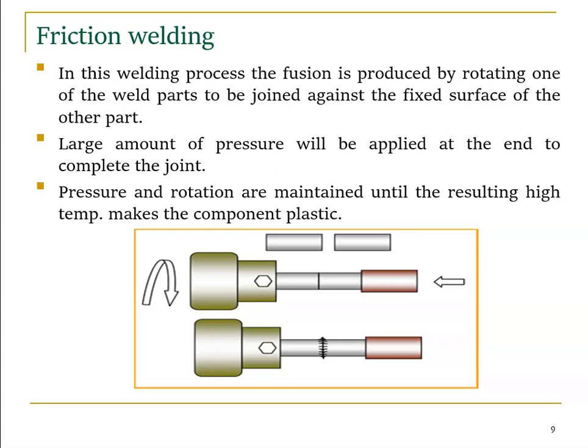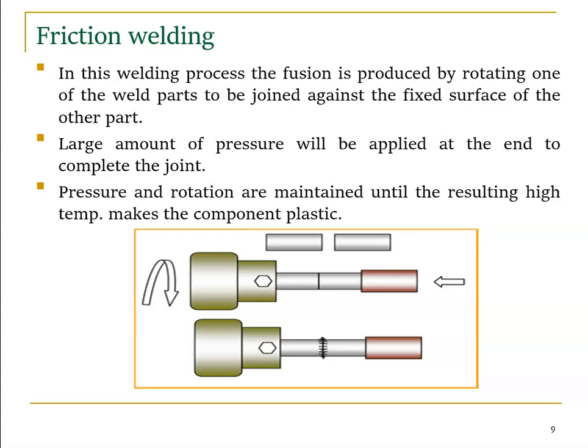So in this welding process, the fusion is produced by rotating one of the weld parts to be joined against the fixed surface of the other part. So just assume it is a lathe machine, we have a headstock and a tailstock. Your object is placed in the headstock, and the other object is placed in the tailstock. So we have two objects, object 1 and object 2. Object 1 is placed in the headstock, object 2 is placed on the tailstock. Now you start your machine tool, the engine lathe, and the headstock will rotate.